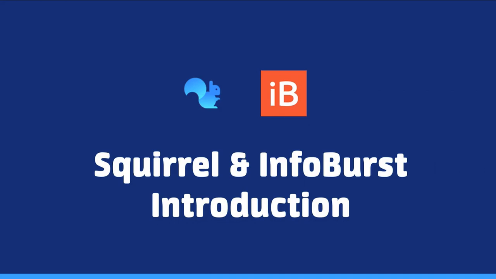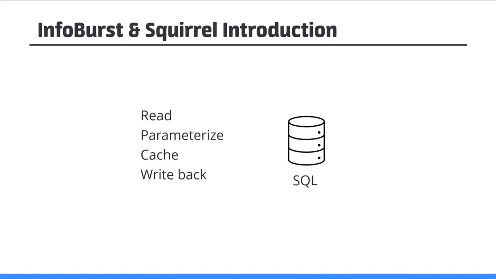But I want to go one step deeper into the existing connection between Squirrel and InfoBurst before we look at the new features just released. And so what I want to look at here is how you read data in Squirrel from InfoBurst, how you parameterize it, how you create a cache, and how you write back. I'm going to do maybe 5 minutes of very simple demos to give you a flavor for that.